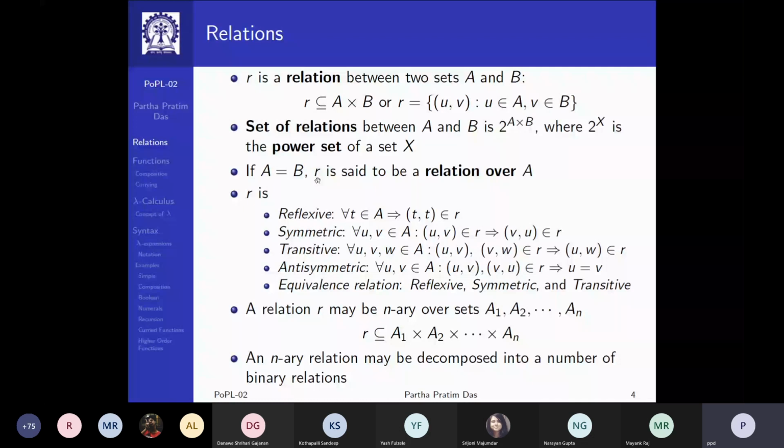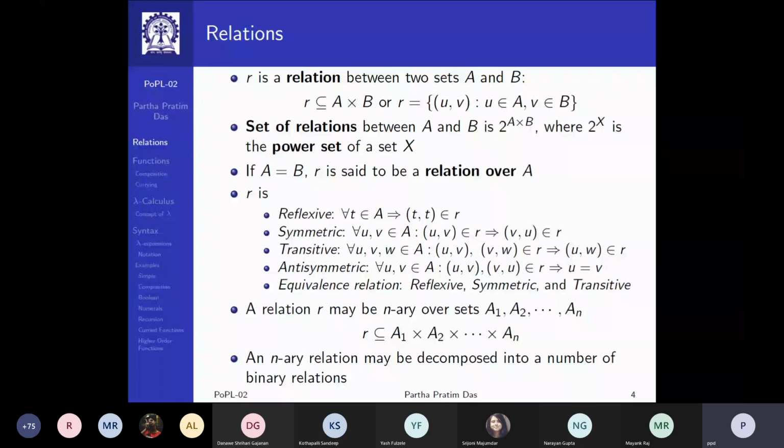So we say that R is a relation over the set A. In such cases, there are several properties that we are aware of. One is, a relation is said to be reflexive if for every element t in A, (t, t) belongs to R. So every element is related to itself. It is symmetric if the order is immaterial. That is, if (u, v) belongs to the relation, (v, u) also belongs to the relation.